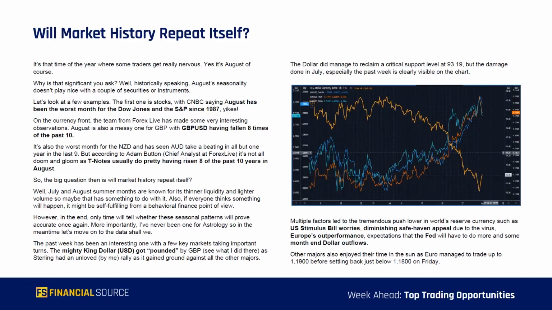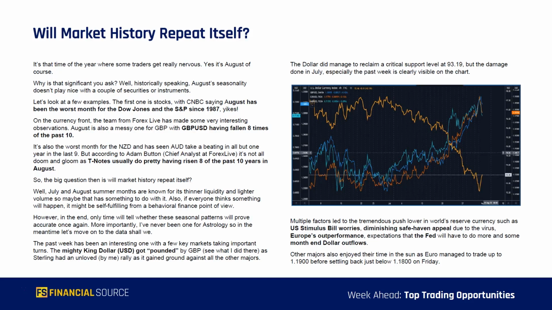Right, it's that time of the year again where a couple of traders get really nervous, and it is August, of course. The significance of this is, historically speaking, August seasonality doesn't really play nice with a couple of instruments. A few examples: August is usually the worst performing month for the Dow Jones as well as the S&P, going back all the way to 1987. On the currency front, we have the pound also suffering during August, with the pound US dollar having fallen 8 times of the past 10. It's normally the worst performing month for the Kiwi dollar, and the Aussie is also taking a beating in all but one year in the past 9.